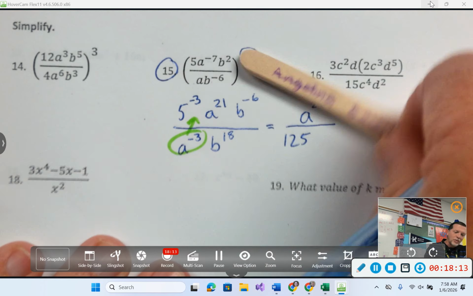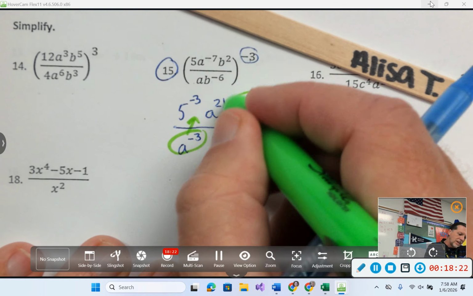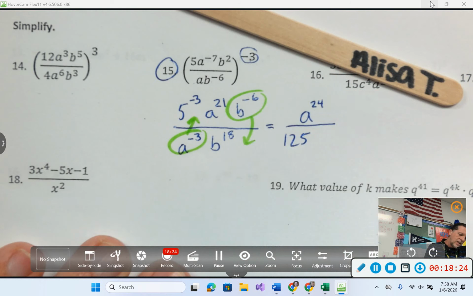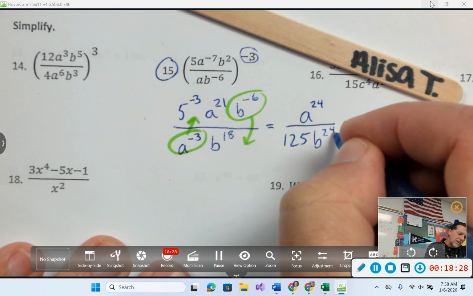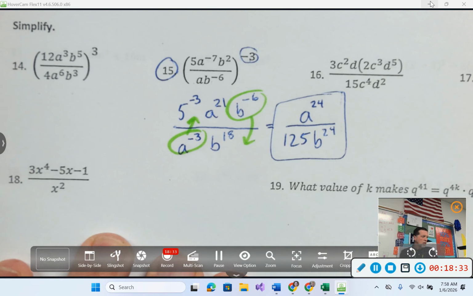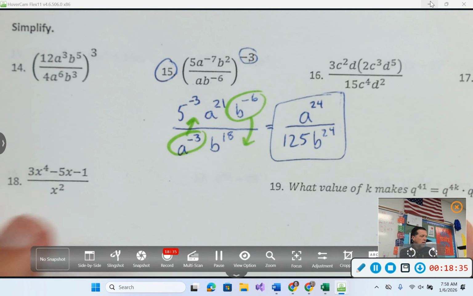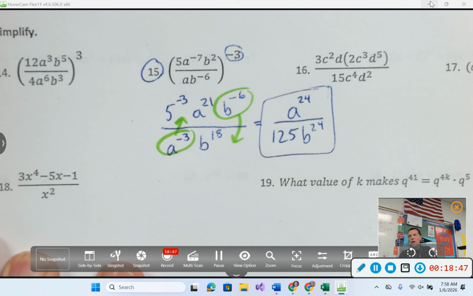Elisa, how about the B's? And where? So B to the 24 in the denominator. And so we're down to 15. Okay, lots of review stuff. Hopefully not too difficult. Get your brain back going.